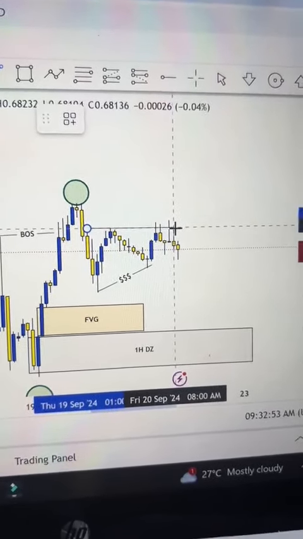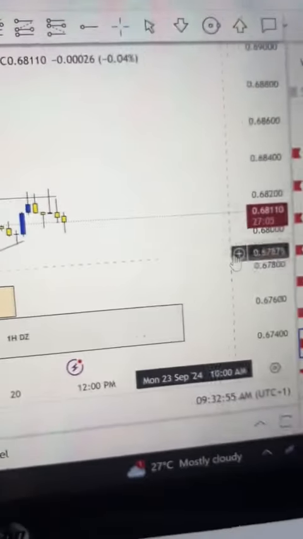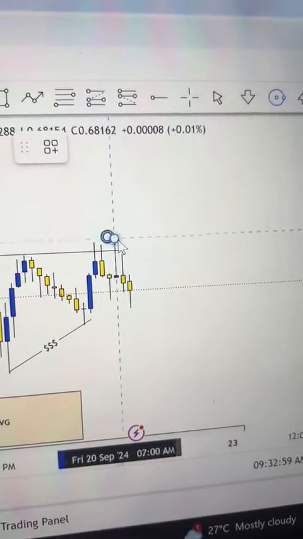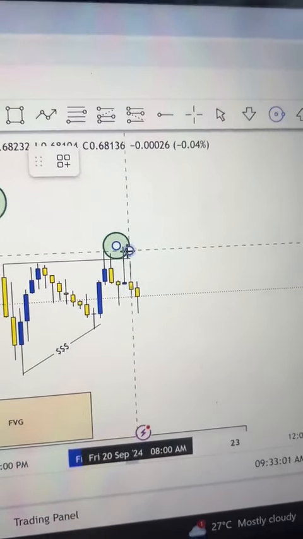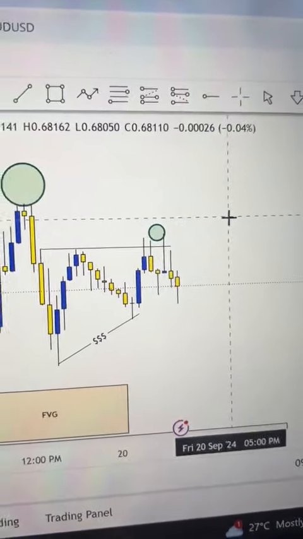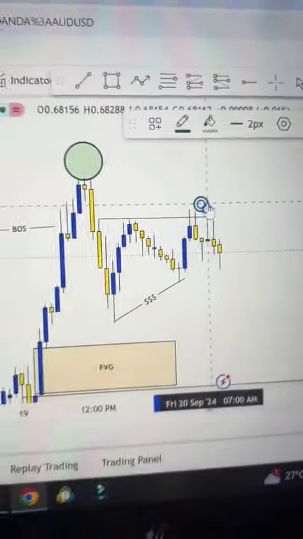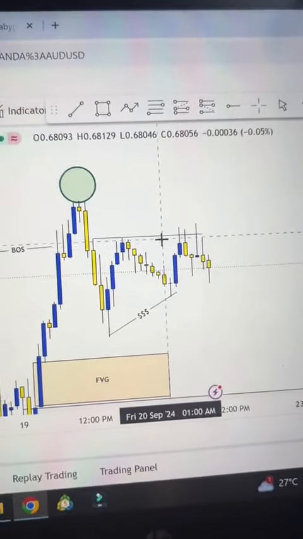What do we have? Liquidity sweep. With the candle wick, I talk about liquidity sweep on my page. This is a liquidity sweep because there are stop losses. People's stop losses. All those weak candles swept all the liquidity above it. All right. So this is a liquidity sweep.